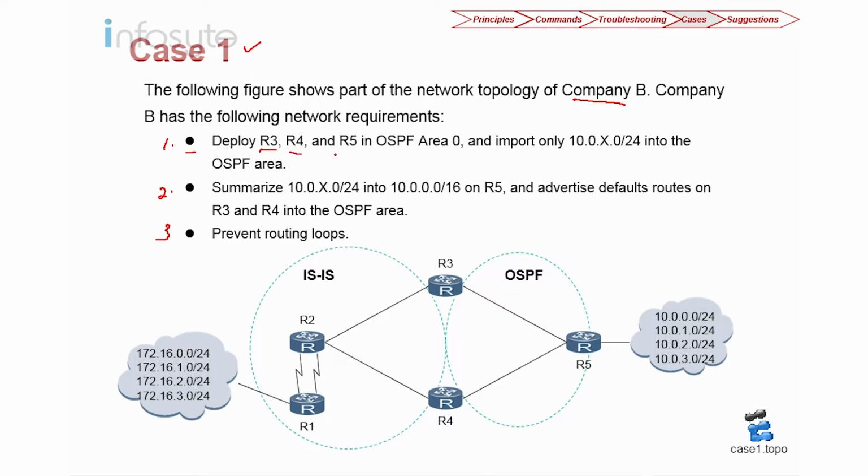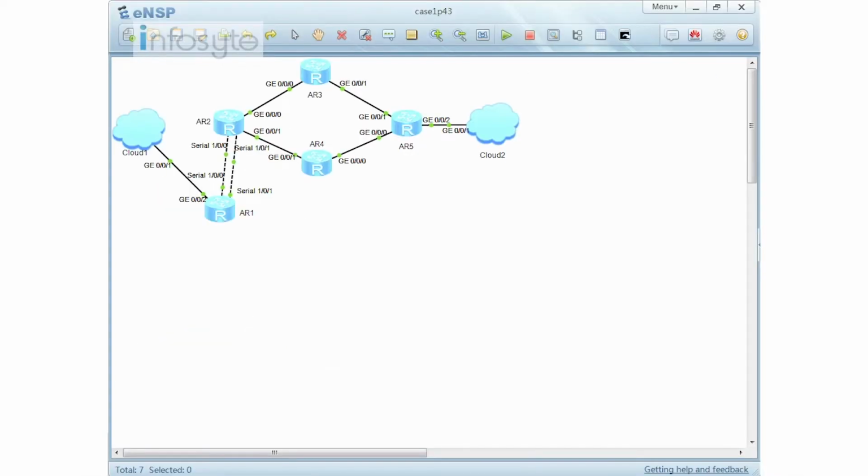Deploy router 3, router 4 and router 5 in OSPF area 0. So we are going to configure area 0 here and import 10.0.x.0. We are going to import this into the OSPF. This one is easy. So let's start with our lab first. Let's jump into the routers now.